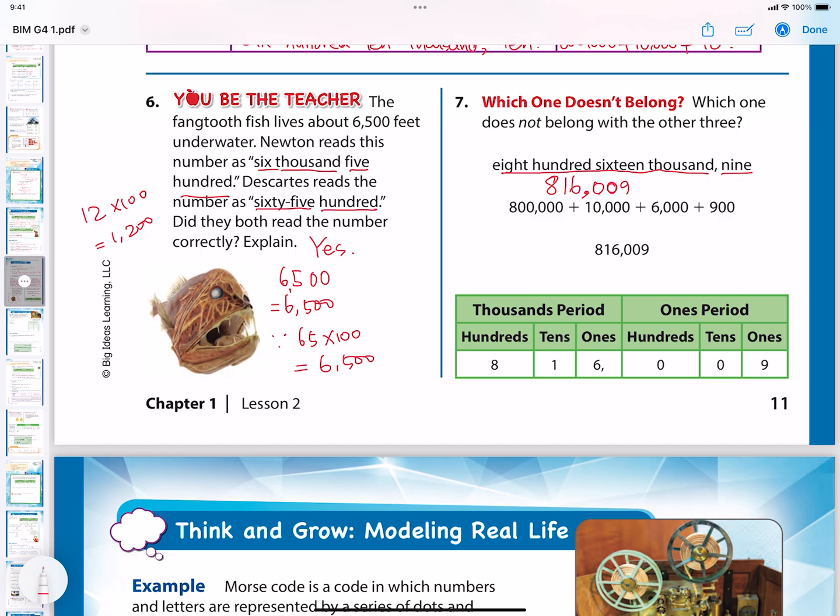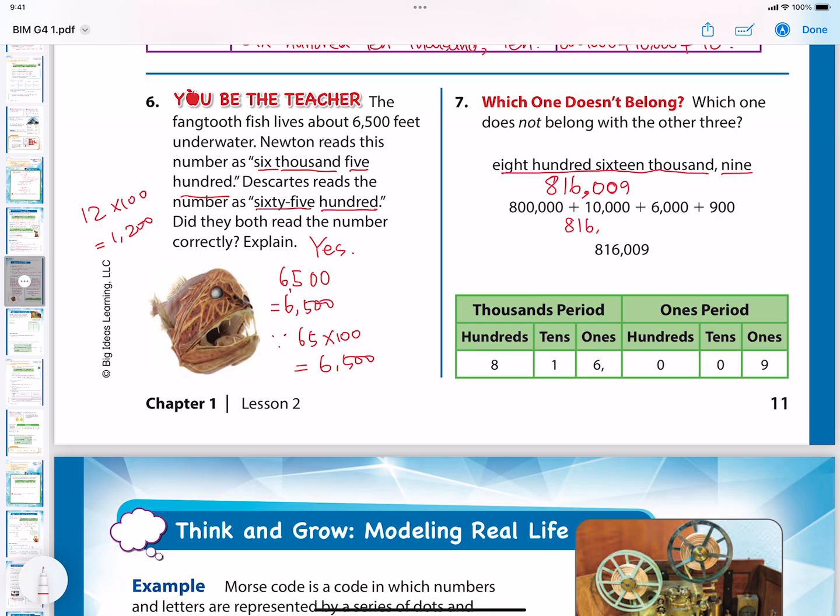So that's the number in word form. I'm going to check this one, expanded form, into standard form. 800,000, okay? And then 10,000, and 6,000. They have all 3 digits in this thousands place.